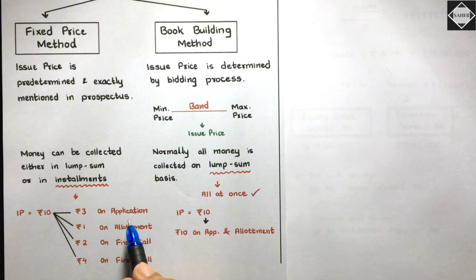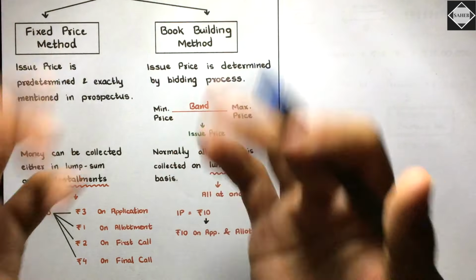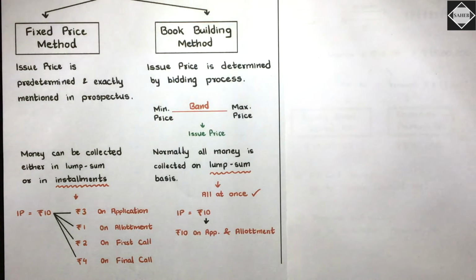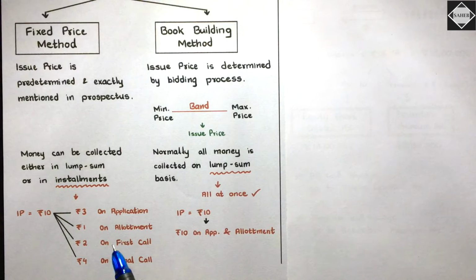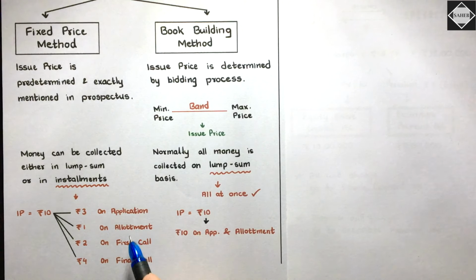On application means you have issued the shares and you are inviting the public to subscribe to your shares. So the public has to send their application to us. That's why we call it on application. Then when we finally accept their application, we say we have allotted the shares to you. That's why it's called on allotment. So these are stages. After that, we will make a call. First call, please pay your money. Then final call, please pay your money. These names are given on that basis. So in stages we will receive the money, and this is what we will mainly study.